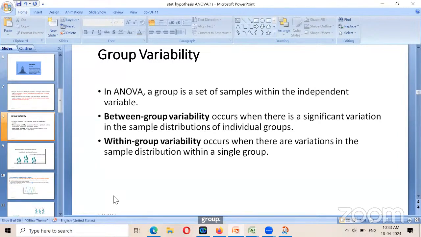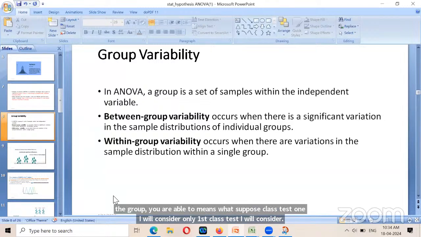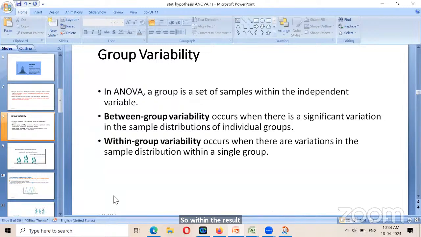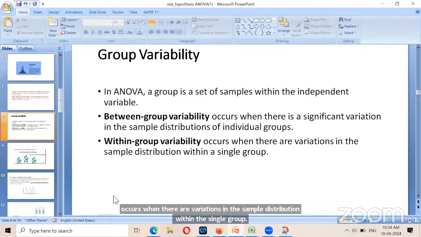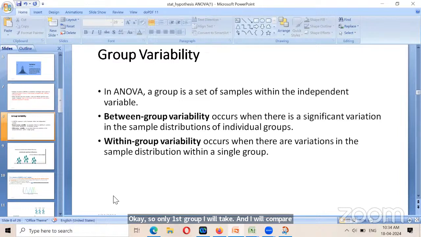Okay, but within the group variability means what? Suppose class test 1 I will consider, only first class test I will consider. So within the result of only class test 1, I will compare the result of the students between that group only. Within the group variability occurs when there are variations in the sample distribution within the single group. So only first group I will take, and I will compare the result of each and every student in that group only. That is the within the group variability.